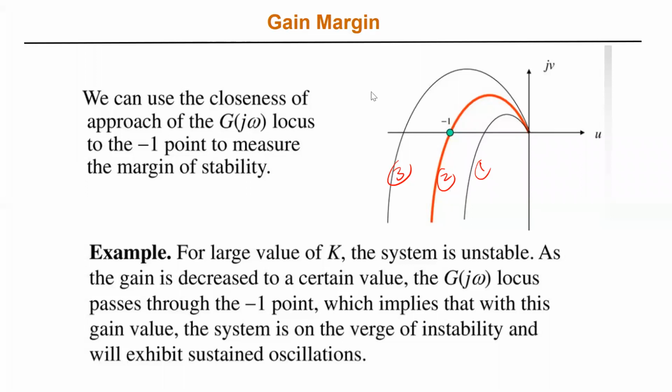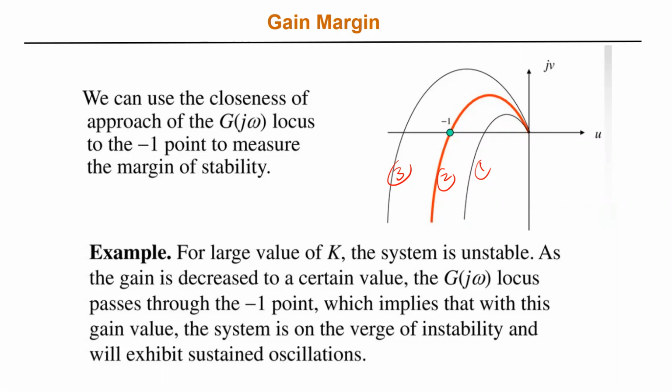Okay. Now tell me. I have system 1, system 2, and system 3. Which one is stable? Which is marginally stable? Which is unstable? We have one that is unstable. Number one, unstable. Number two, marginally stable. Number three, stable.